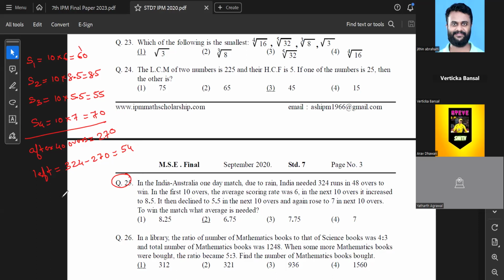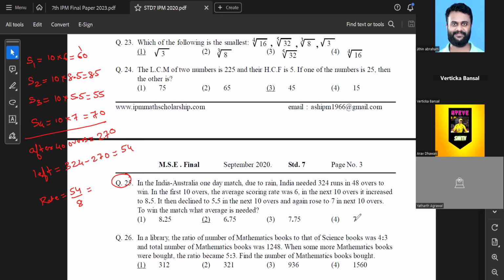In how many overs? 8 overs. So the rate which India will require is 54 divided by 8. 54 divided by 8 is 6.75.